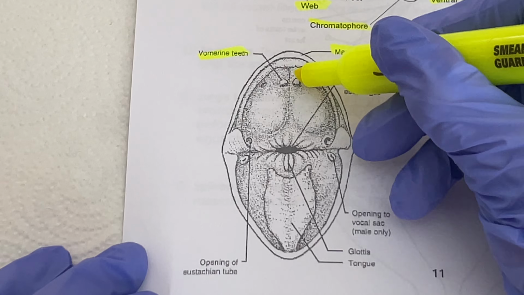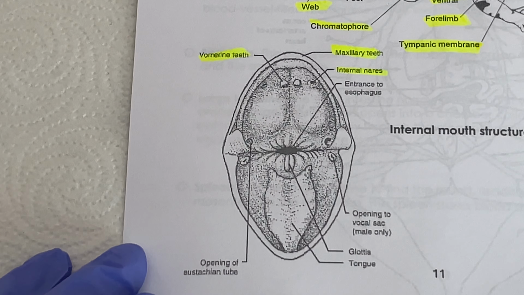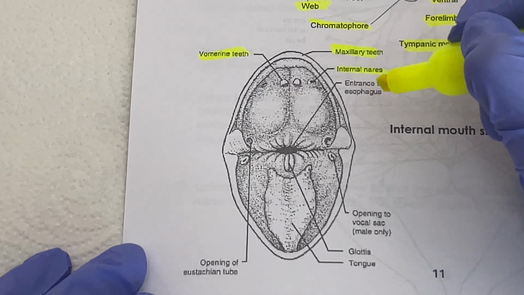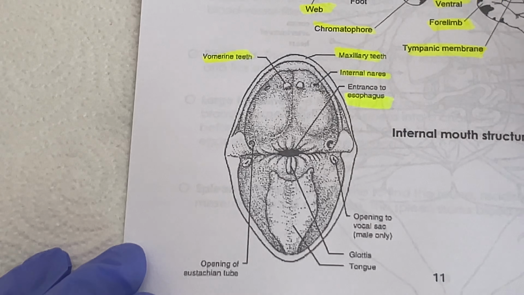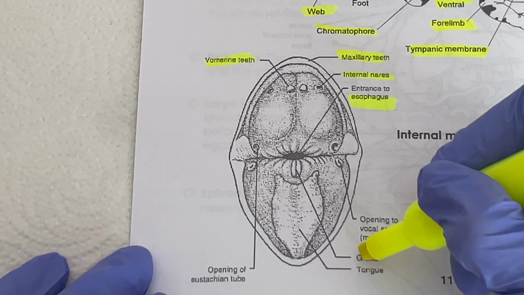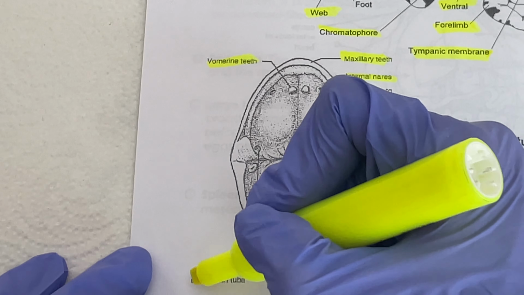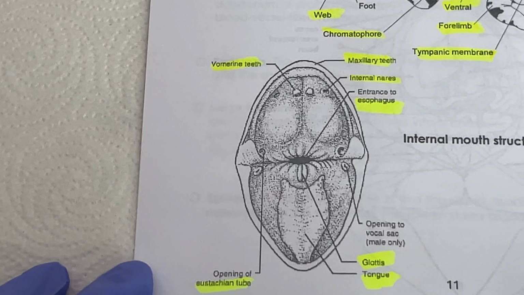Right next to your vomerine teeth, you're going to find 2 openings called the internal nares that are connected to the external nares or nostrils. I'd like for you to look for the entrance to the esophagus that leads down to the stomach, the glottis, which leads down to the lungs, the tongue, as well as the eustachian tubes, which connect to those tympanum.